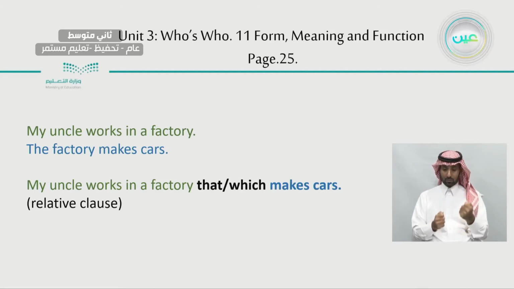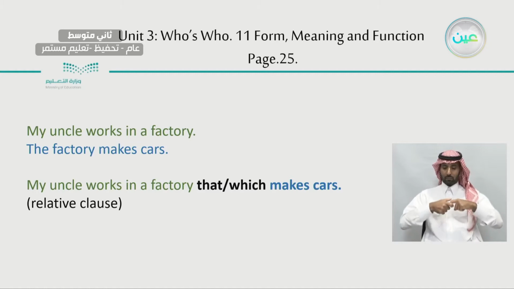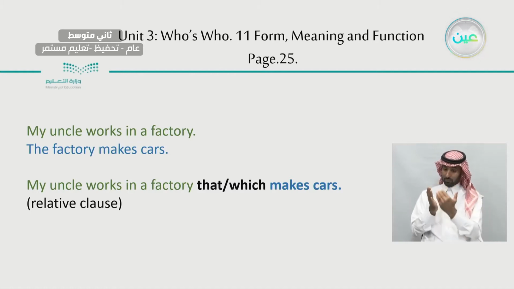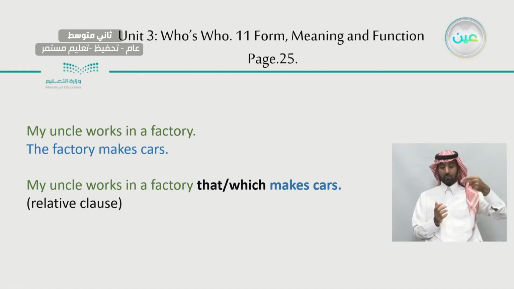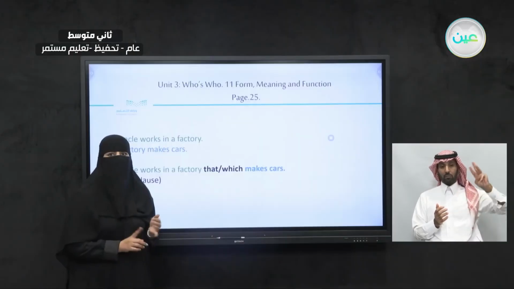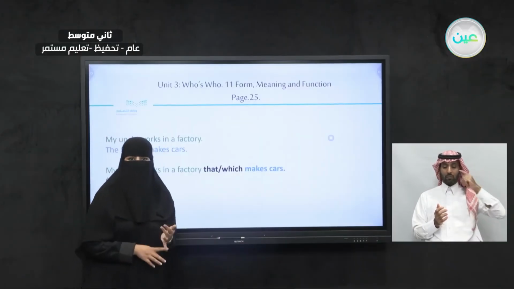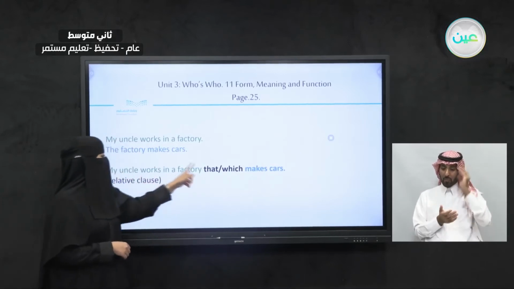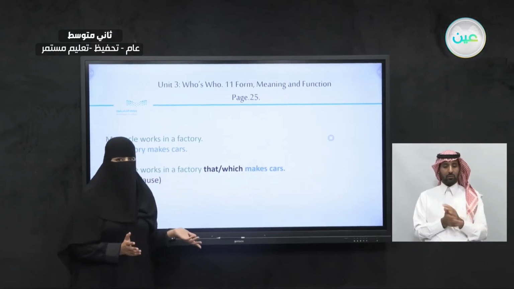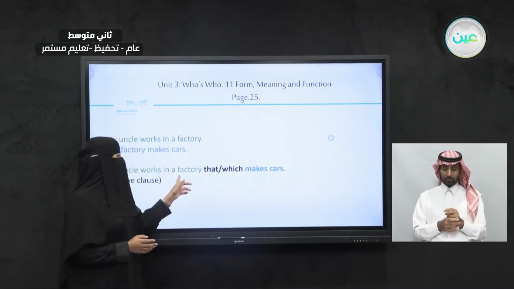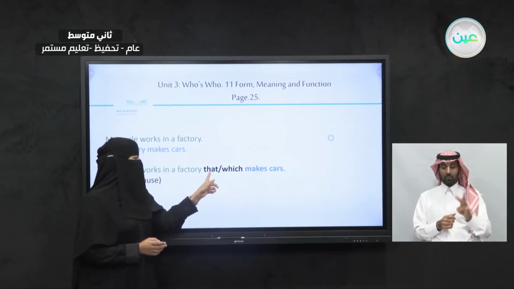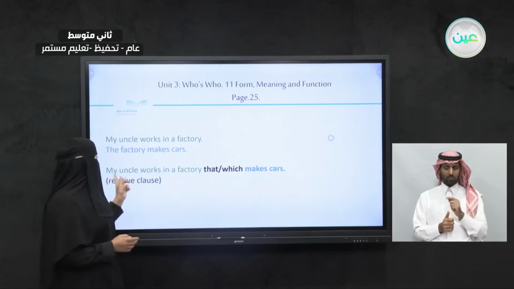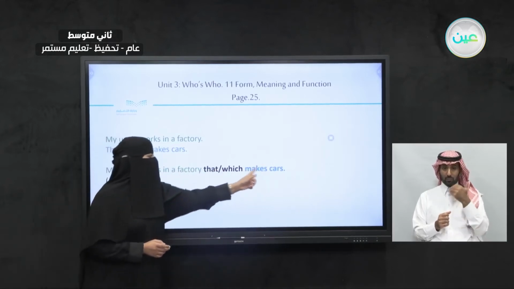that or which makes cars. So do you remember the chart? We use that and which, we don't use it for people. We use it for things or animals. So here we're talking about the factory. The factory is not a person, it's a thing. So we are going to choose either that or which. My uncle works in a factory which makes cars.